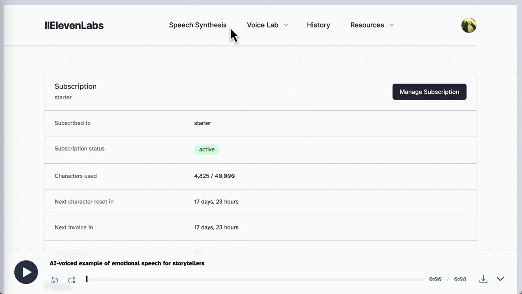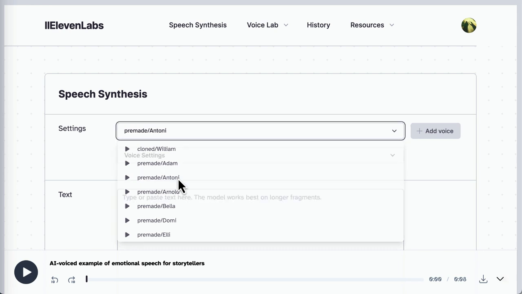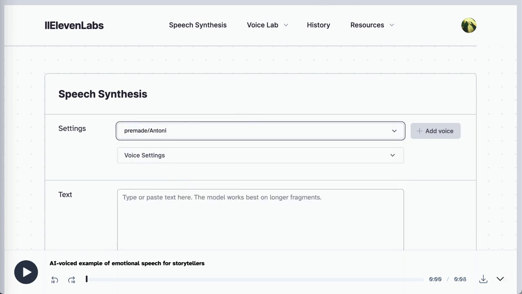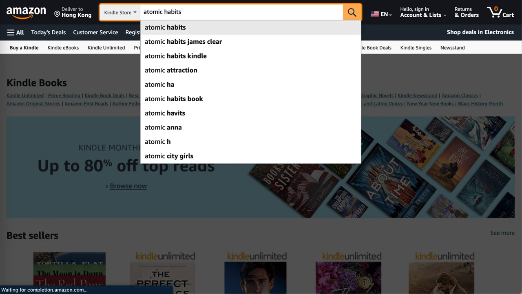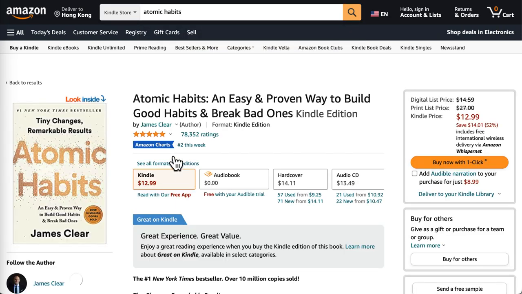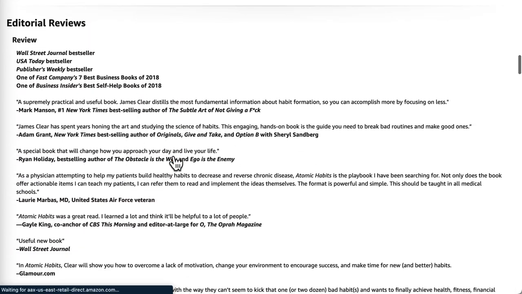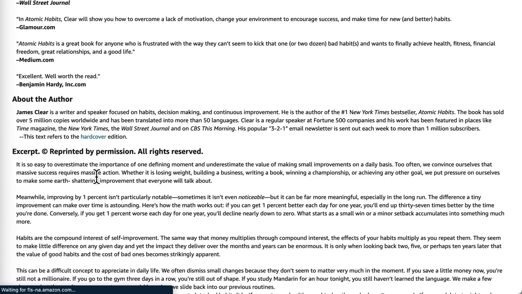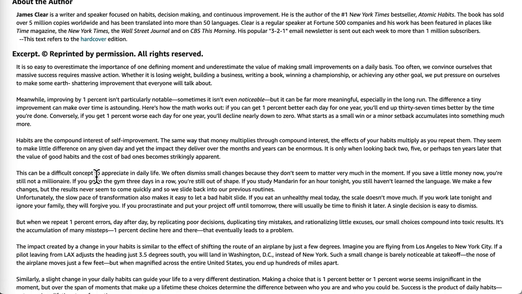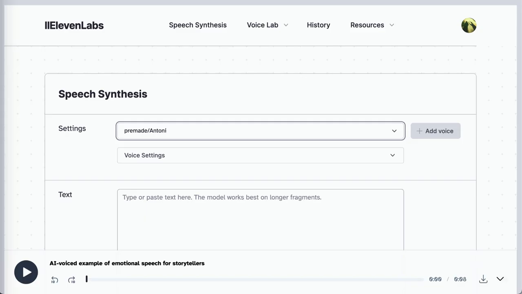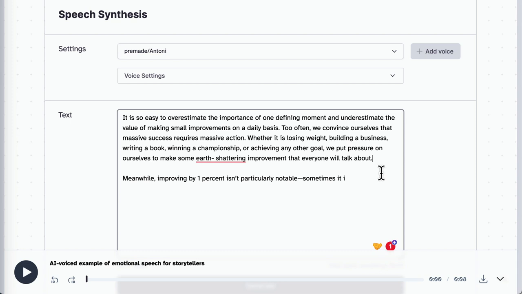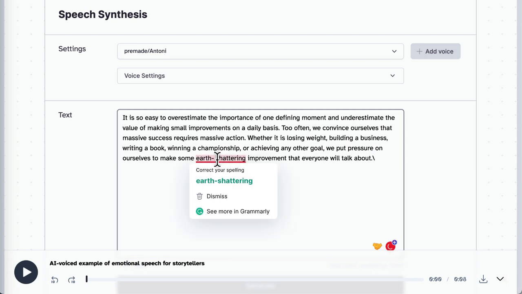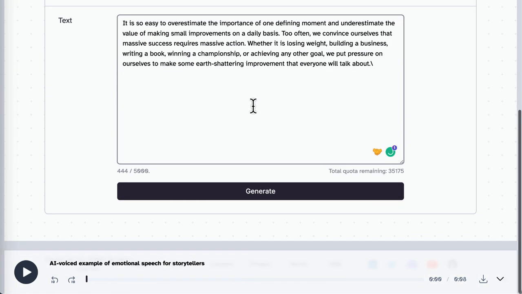So I do want to show some of their voices here. Let's say it's Anthony. And we're just going to grab some random script online, maybe Amazon Kindle. Let's just pick Atomic Habits. This is a good book. Let's see if there are any words we can pick up. So maybe we'll take the first paragraph and then put it into 11 Labs. We're going to paste the text we've grabbed from Amazon inside 11 Labs. You can't put in too much text, so let's just clean up the words a bit. We'll still use Anthony and then hit generate.